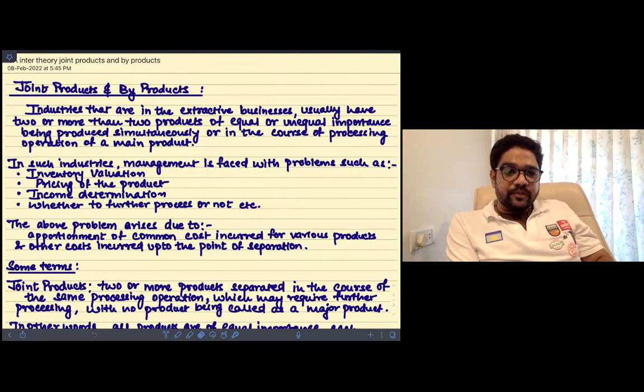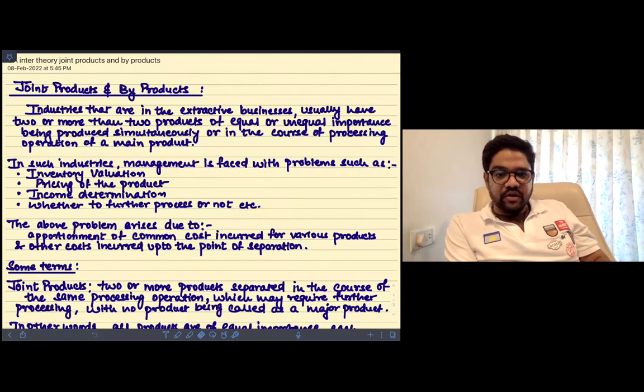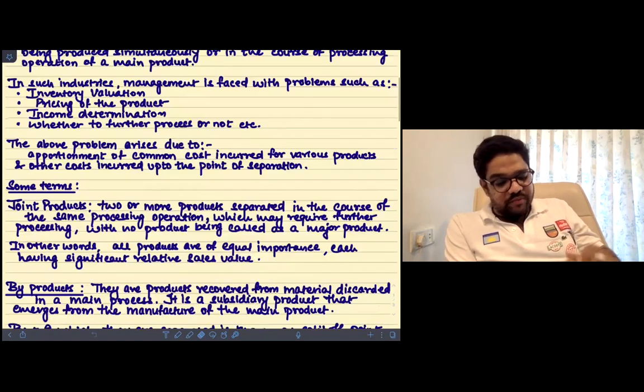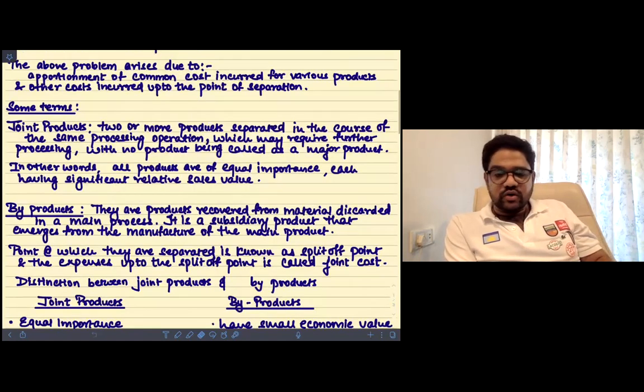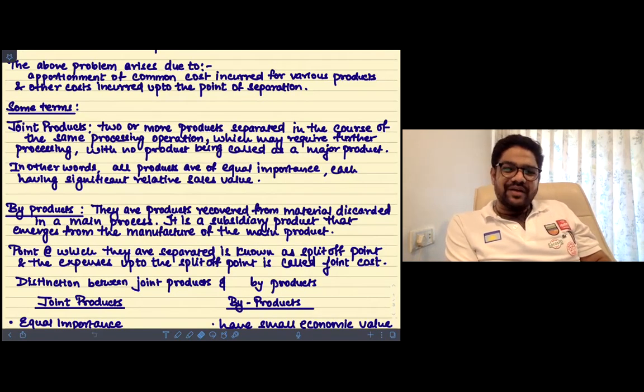To deal with these, we come up with the allocation of joint costs, which is the basis of this particular chapter. Now, joint products, we already know what they are: two or more products that are separated in the course of the same processing operation, which require further processing, with no longer being called the main product. So it's a very basic definition.